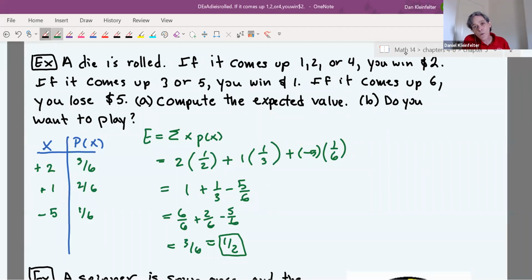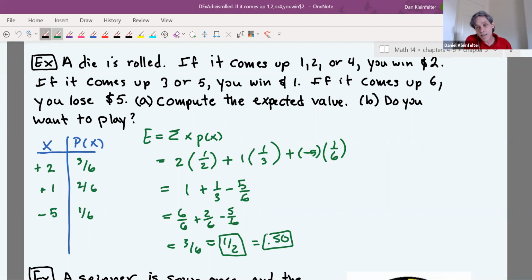All right, so what is the fact that the expectation turned out to be a half or 50 cents? What does that actually mean to you? If we play this game, we're going to be trading money back and forth, right? If you win at first, you're going to win $2. Maybe you win again, win $1, and then maybe I win and I win $5. We're trading money back and forth by playing this game.